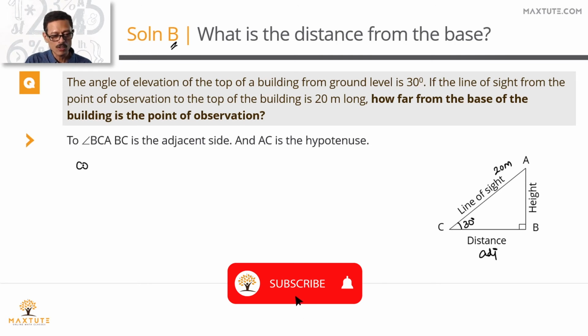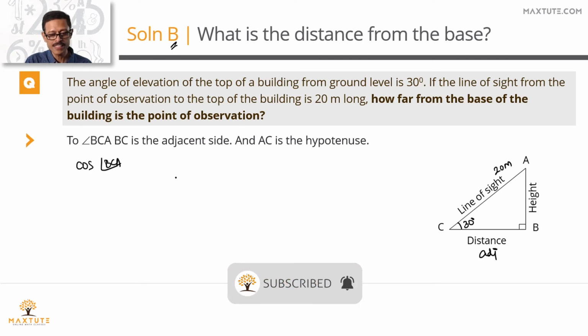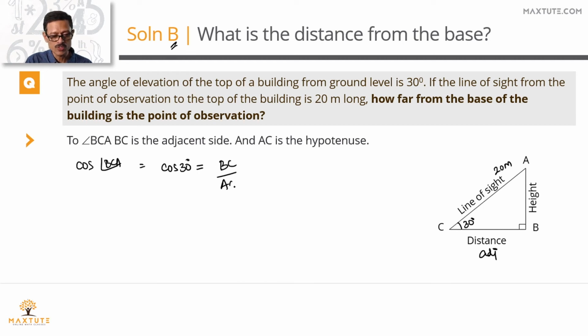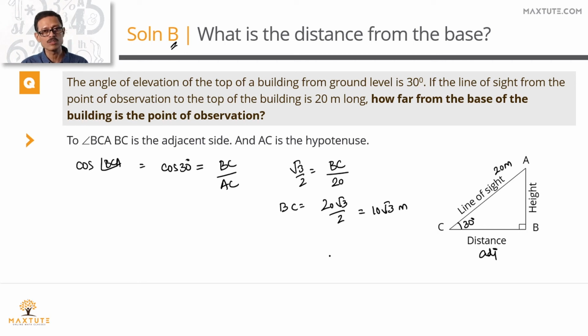So we're going to compute cos of angle BCA. BCA measures 30 degrees. So cos BCA is equal to cos 30 degrees, which is adjacent side, which is BC, divided by hypotenuse, which is AC. Cos 30 equals root 3 by 2. This is equal to BC, which is the distance we are trying to measure, divided by the line of sight AC, which equals 20. Cross multiply, we get the measure of BC equals 20 root 3 divided by 2, which equals 10 root 3 meters. So distance between the point of observation and the base of this building equals 10 root 3 meters. Quickly summarize part B of the discussion also in a printed form.